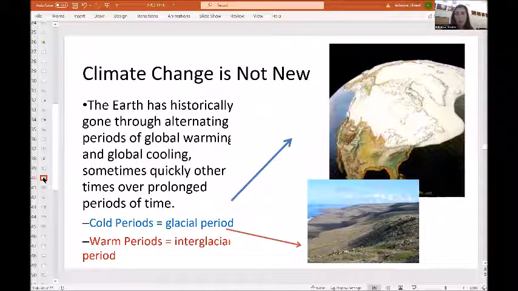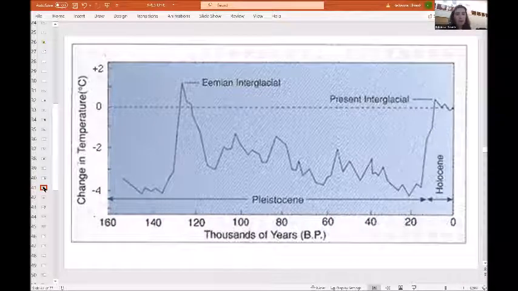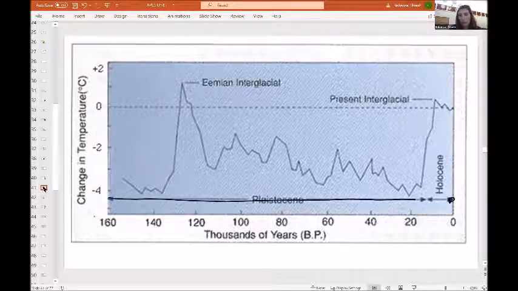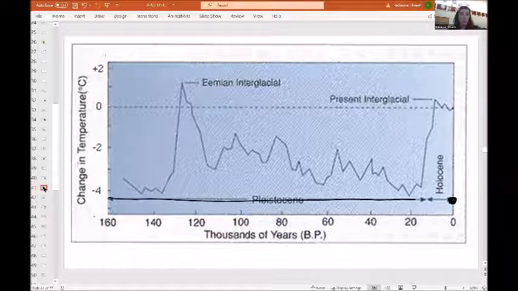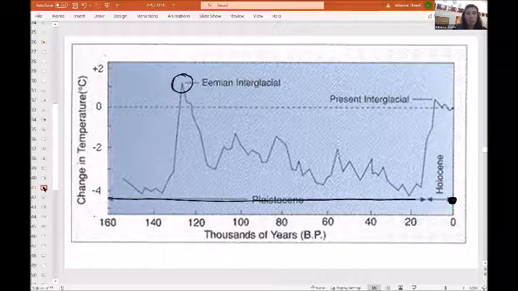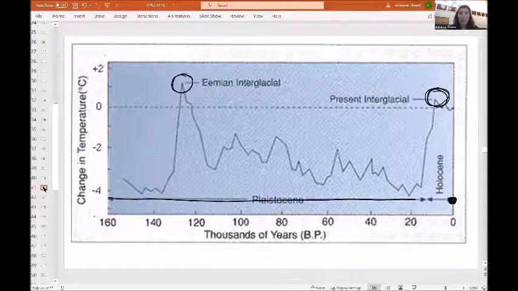Cold periods we usually call glacial periods. So here you can see the extent of glaciers even down into the United States. And then we are in warm periods, so interglacial periods. Technically right now, we're in an interglacial period. Over the past 160,000 years, we've got the Pleistocene, and then here at the current present, the Holocene, you can see that there's been some pretty major shifts in temperature. So here is an interglacial period, and then again, like I said, the present interglacial. So we're really not talking about the Earth steadily warming or steadily cooling. There's always a fluctuation.